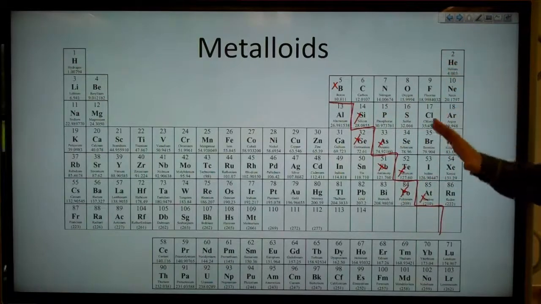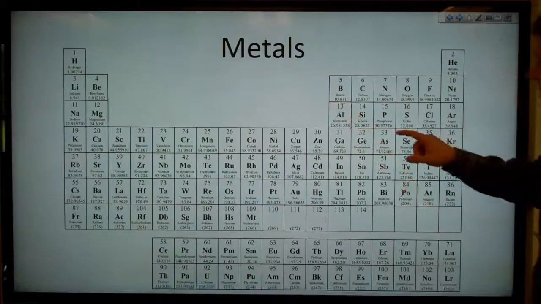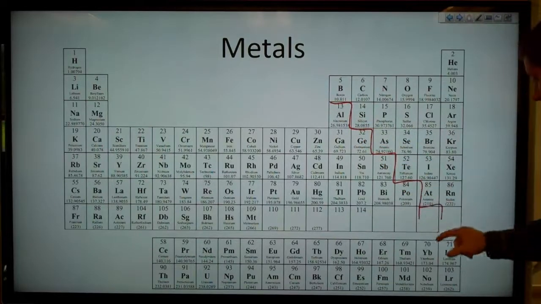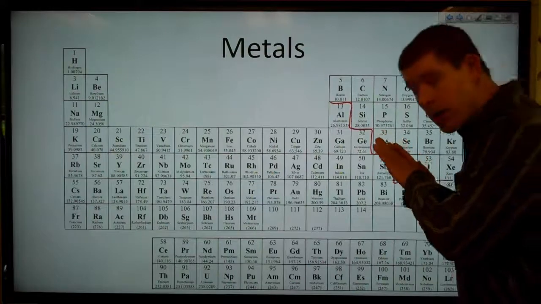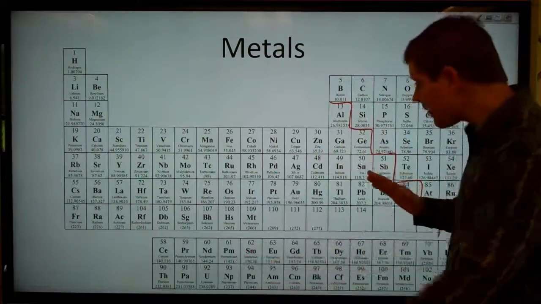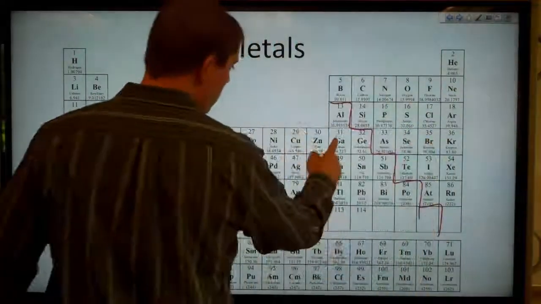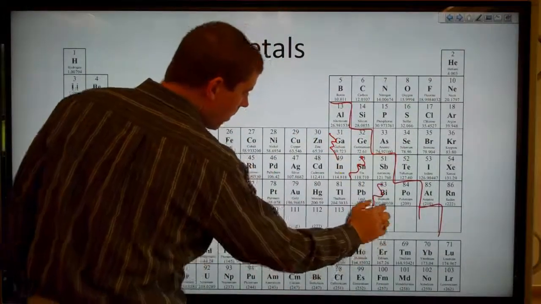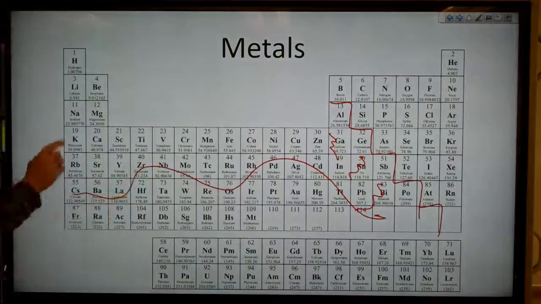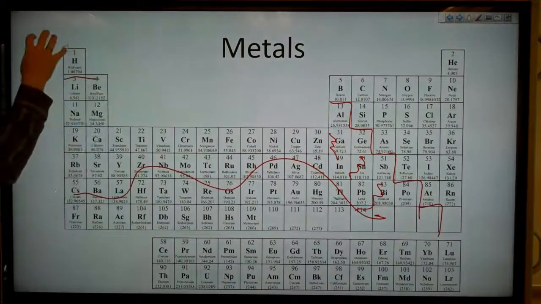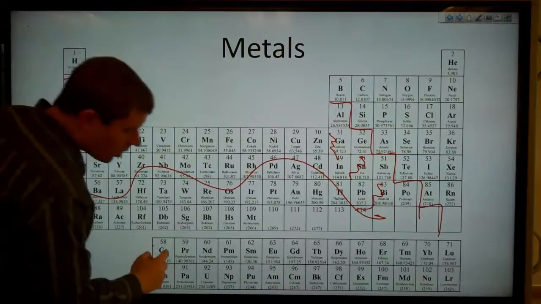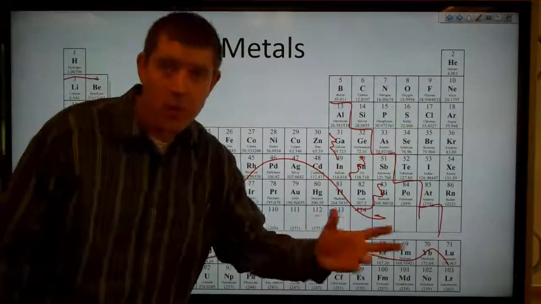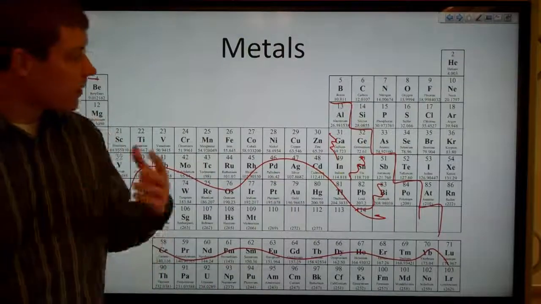Now, I'll draw in my staircase again, and everything on the left side, so the bottom left, so everything over here, from gallium and tin and bismuth, all of these elements over here, up to beryllium, not including hydrogen, hydrogen is a non-metal, and all of these guys down there, those are all the metals. Right? So these all have somewhat similar properties in that they act metallic.